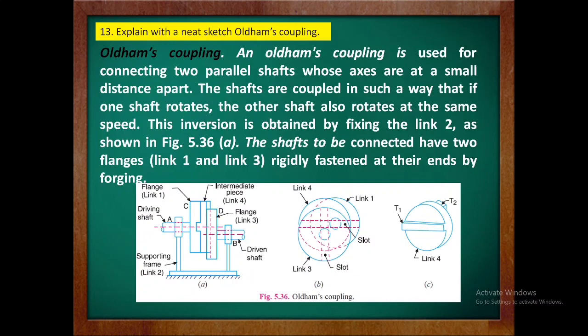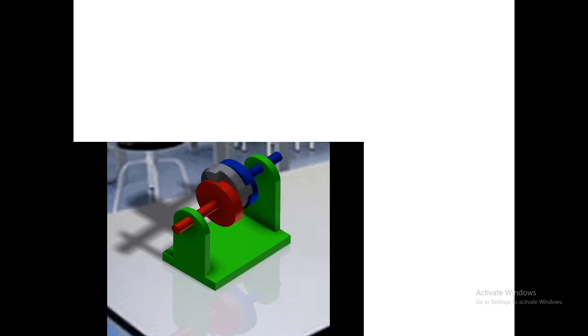The shafts are coupled in such a way that if one shaft rotates, the other shaft also rotates at the same speed. This inversion is obtained by fixing the link 2, as shown in the figure. The shafts to be connected have two flanges, that is links 1 and 3, rigidly fastened at their ends by forging. This is the animation of Oldham's coupling.